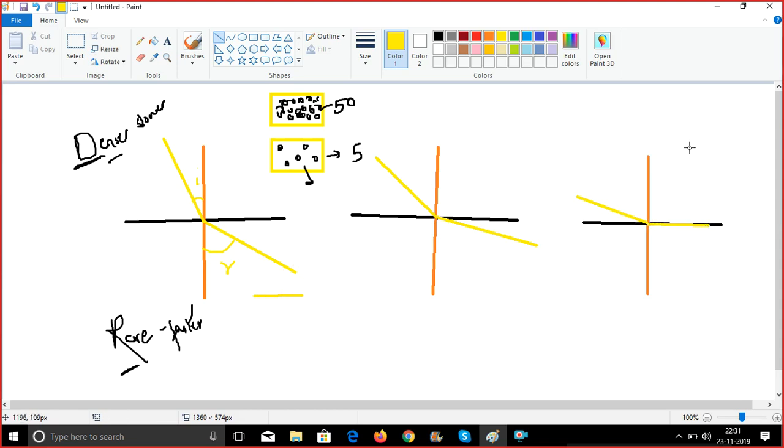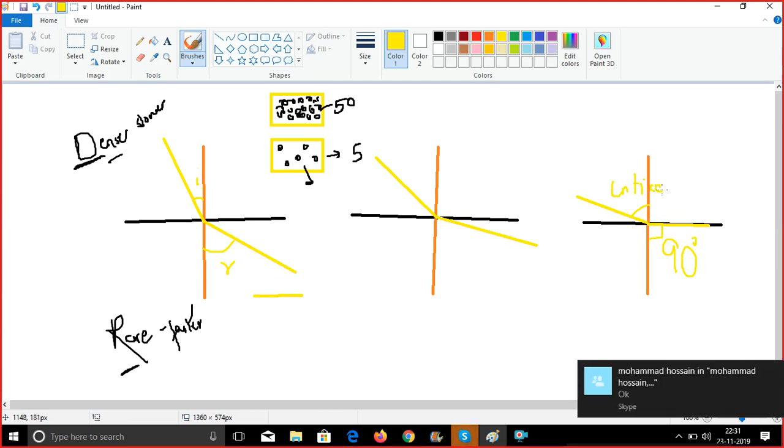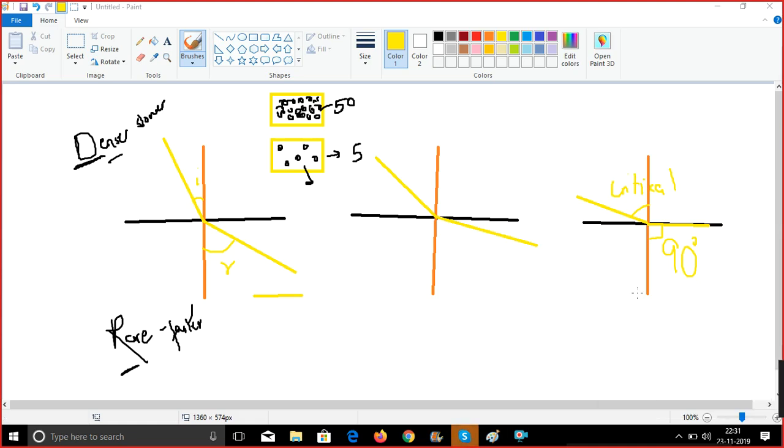Now your angle of refraction is 90 degrees, and this angle of incidence is known as your critical angle. Clear? So if you have to describe the critical angle, you can say the angle of incidence for which the angle of refraction is 90 degrees is the critical angle.